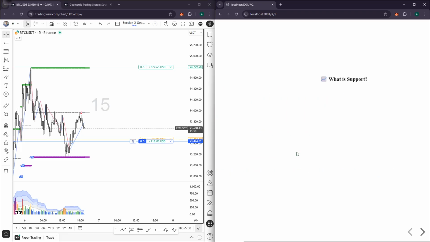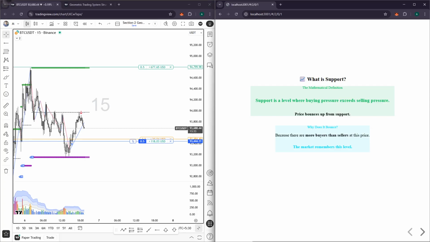So what is support? The mathematical definition of support is a level where buying pressure exceeds selling pressure, where price bounces up from support. Now why does it bounce? Because there are more buyers than sellers at this price. The market remembers this level.